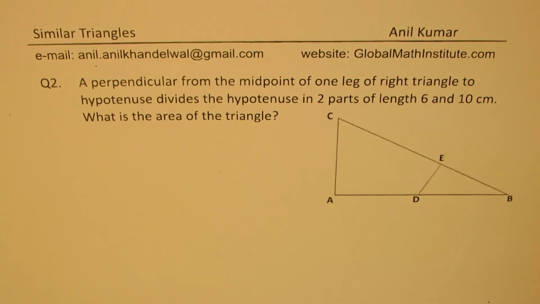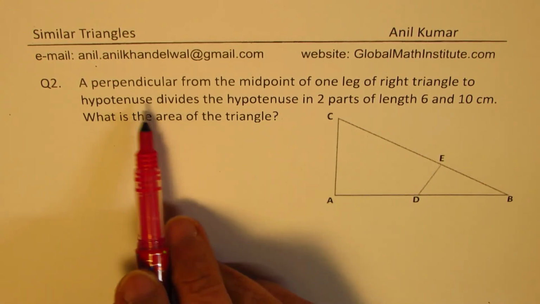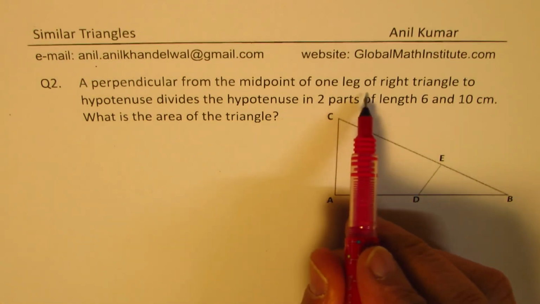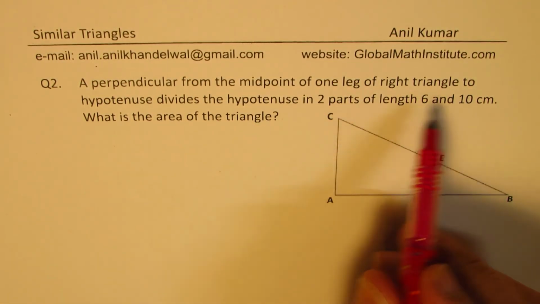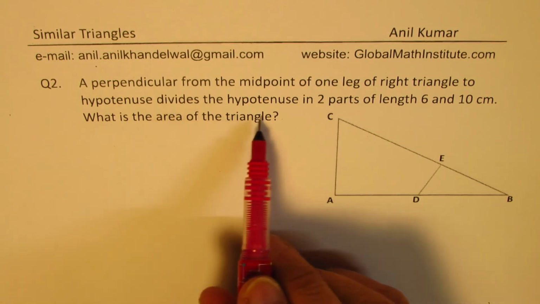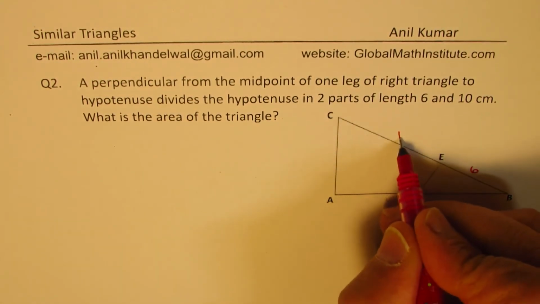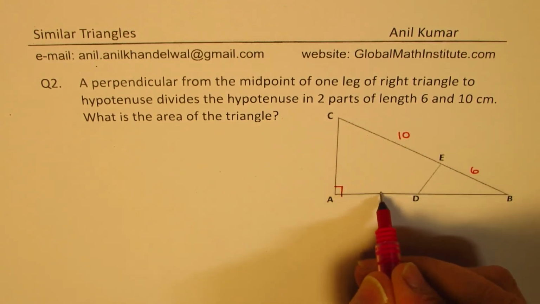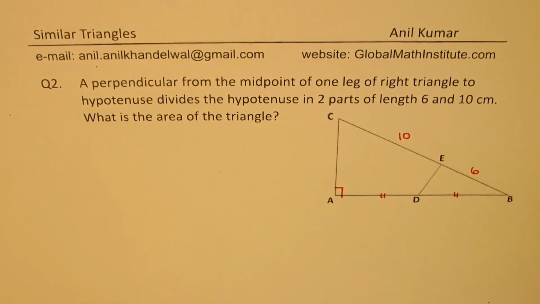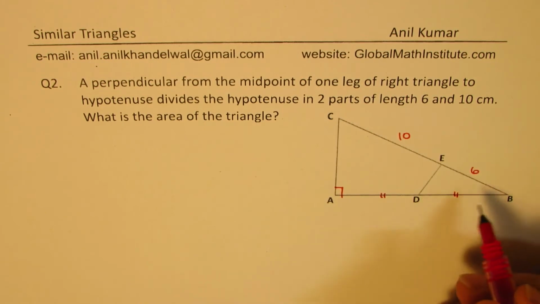We'll again do the same calculations. I hope you know the method, so it is to encourage you to actually do it faster than me, right? Okay, so let's read the question once again. It says a perpendicular from the midpoint of one leg of the right triangle to the hypotenuse divides the hypotenuse into 2 parts, of length 6 and 10. So let's say smaller 6, this is 10, and these 2 sides are equal, correct?